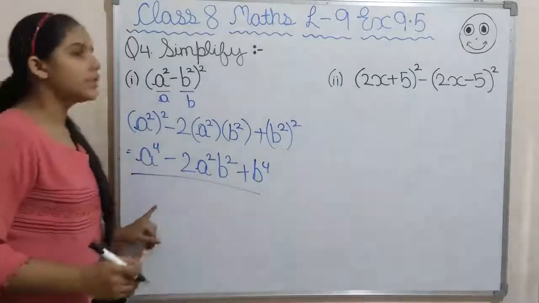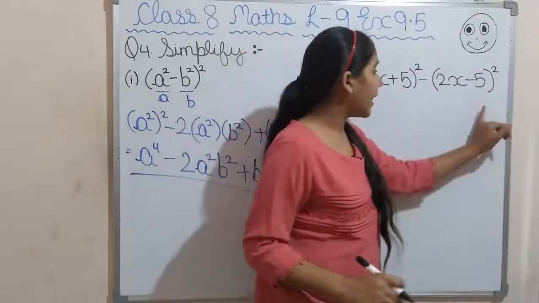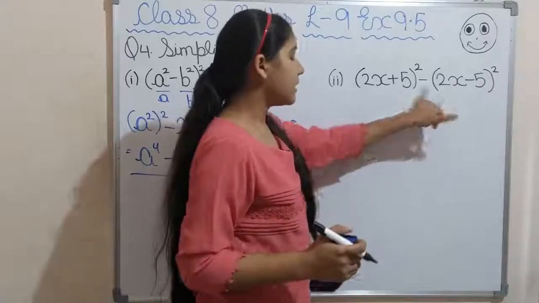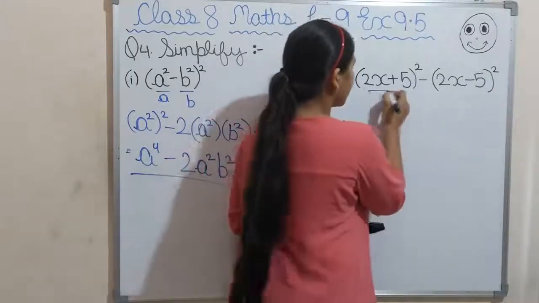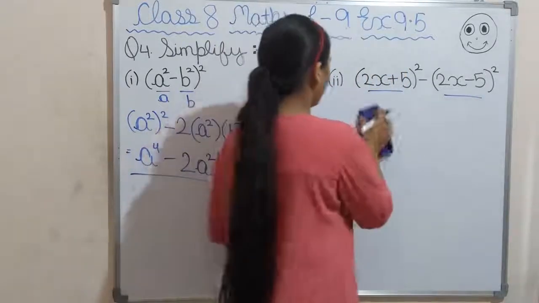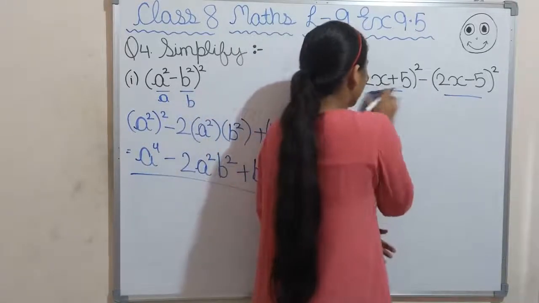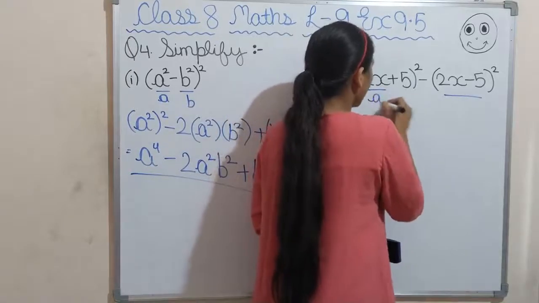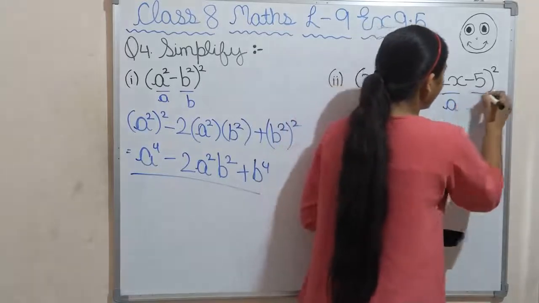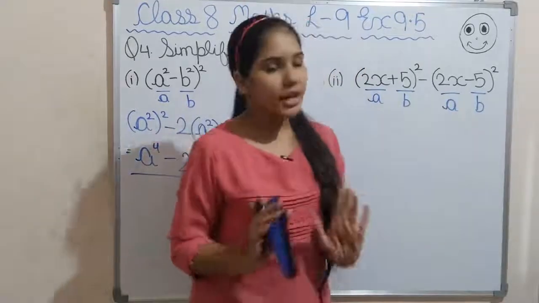So we have simplified. So let's come to the second part. The second part is (2x plus 5) whole square minus (2x minus 5) whole square. Here 2 properties are going to be used, because here plus is there and here minus, so the first identity and the second identity. So let's do it. Here 2x plus 5, this represents a and this represents b, and this also a and this also b, because one expression and a second expression are given, so we are going to use 2 properties.